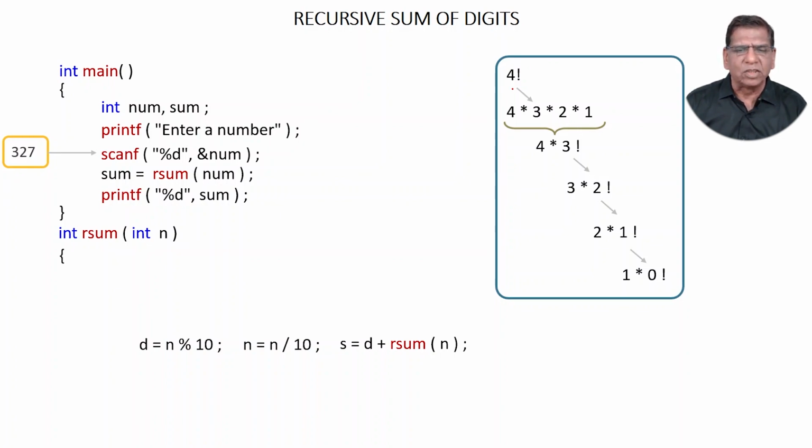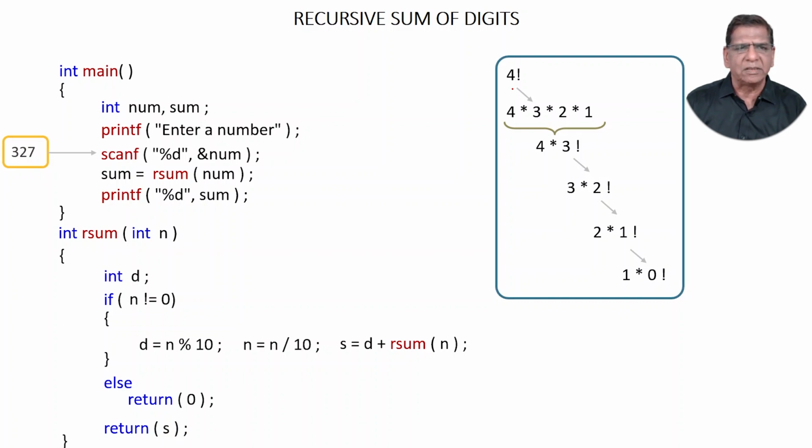The moment I make this call to rsum, do we agree that we have now fallen in an infinite loop? So we need to break out of it. To do that, we'll subject this call to a condition saying if n is not equal to 0, then only do this. Otherwise means else. Else do what? If n is 0, then return a 0, because sum of digits of 0 is nothing but 0. And finally do a return s.